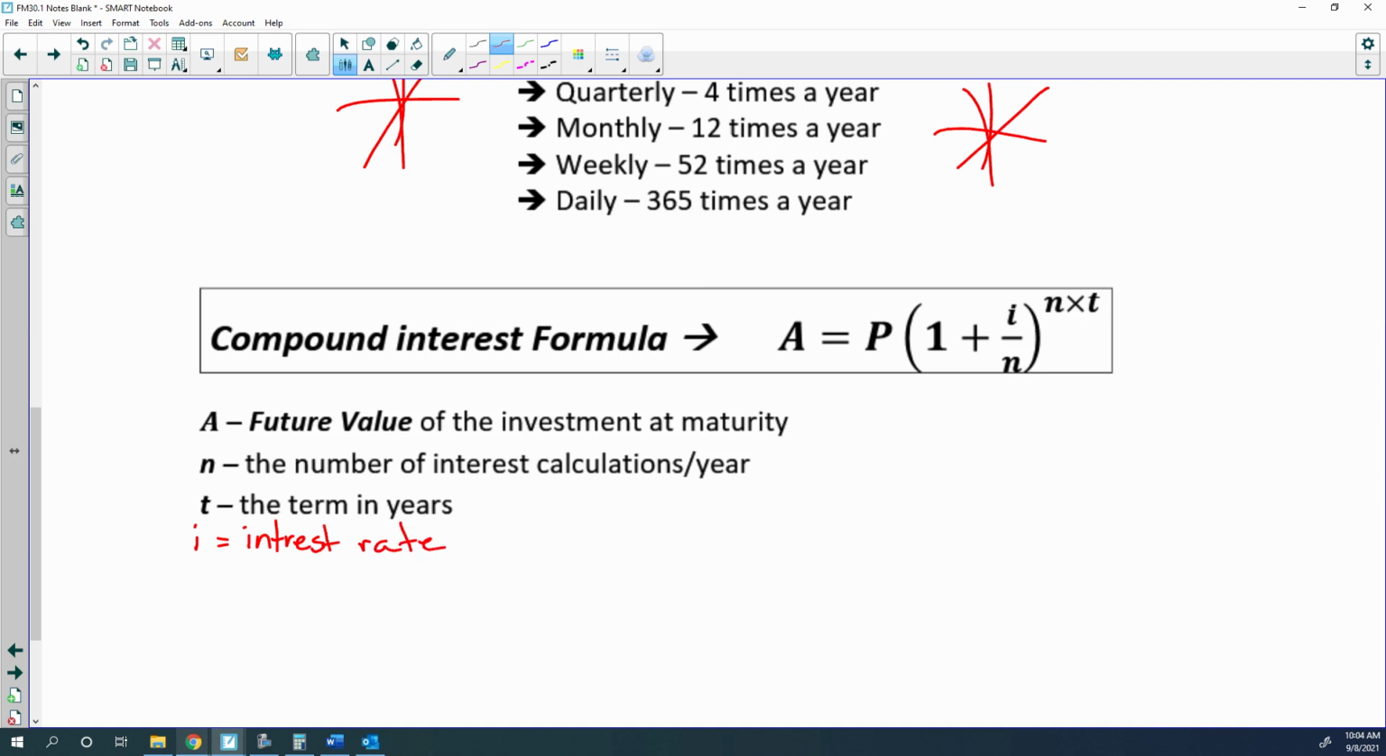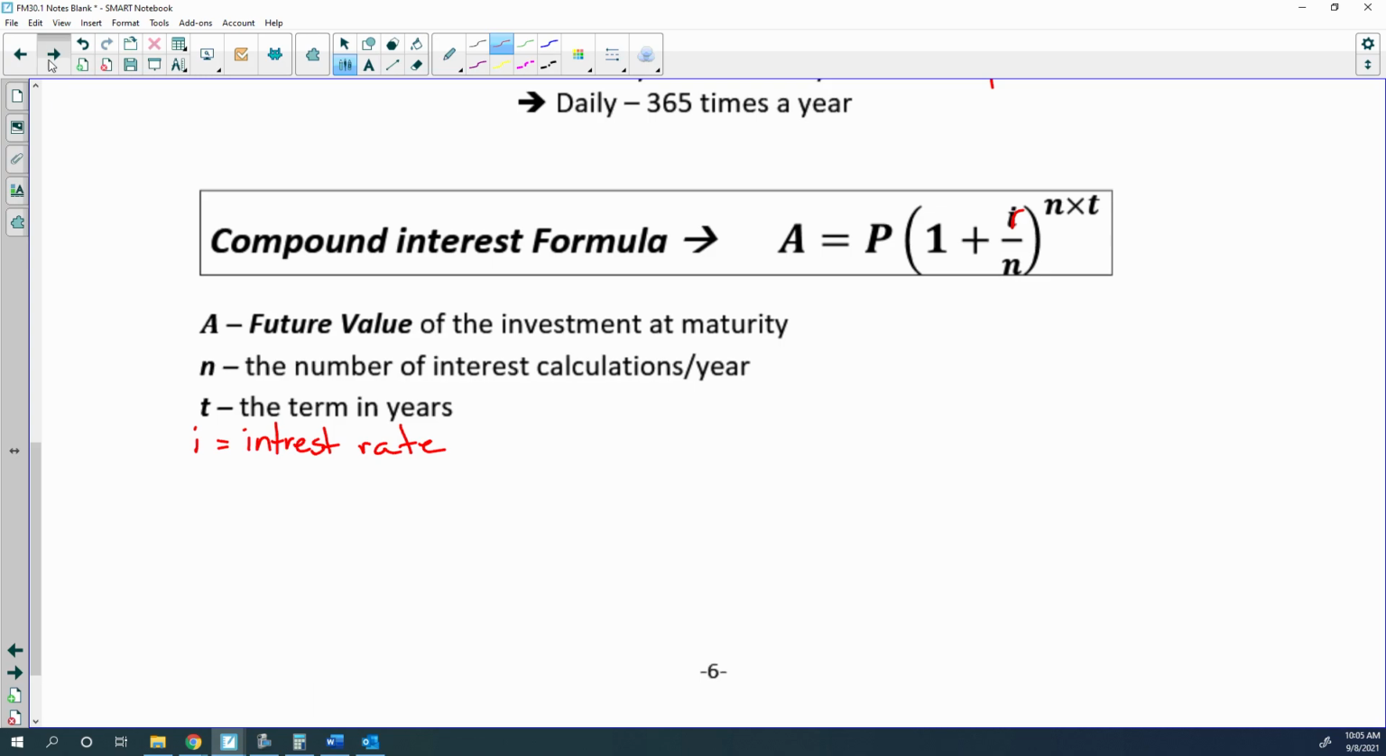Just note, this I and the I in the simple interest formula are 2 different things. If we wanted to make them more similar, we could replace this with the R that we were using for the interest rate in the other formula. That means the same thing.